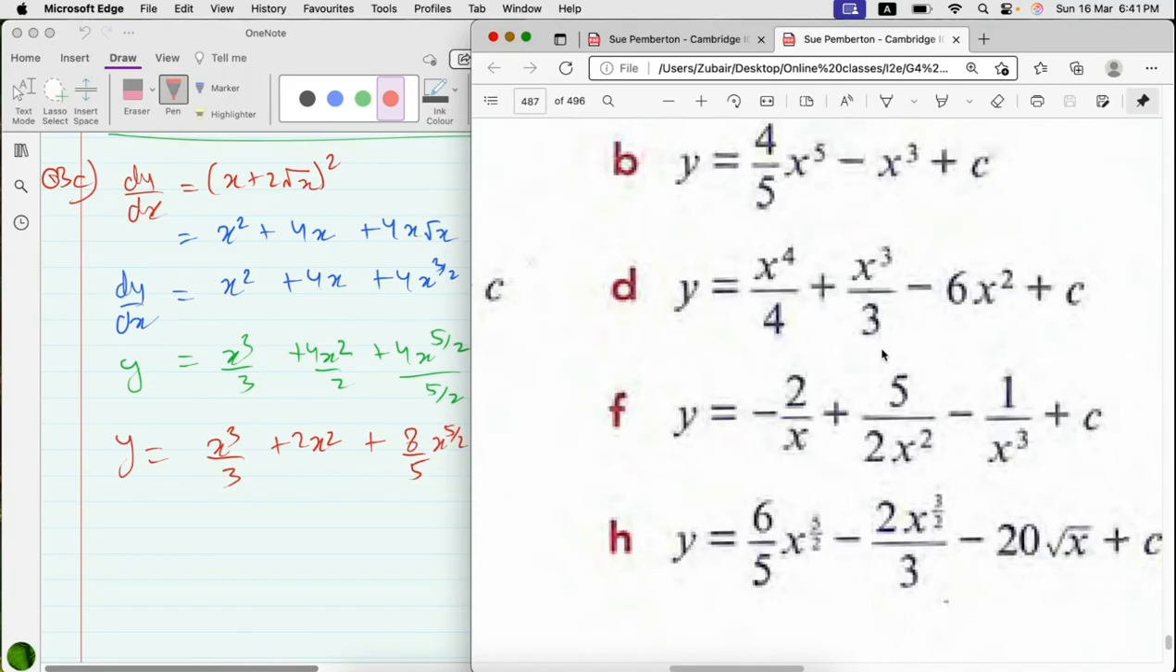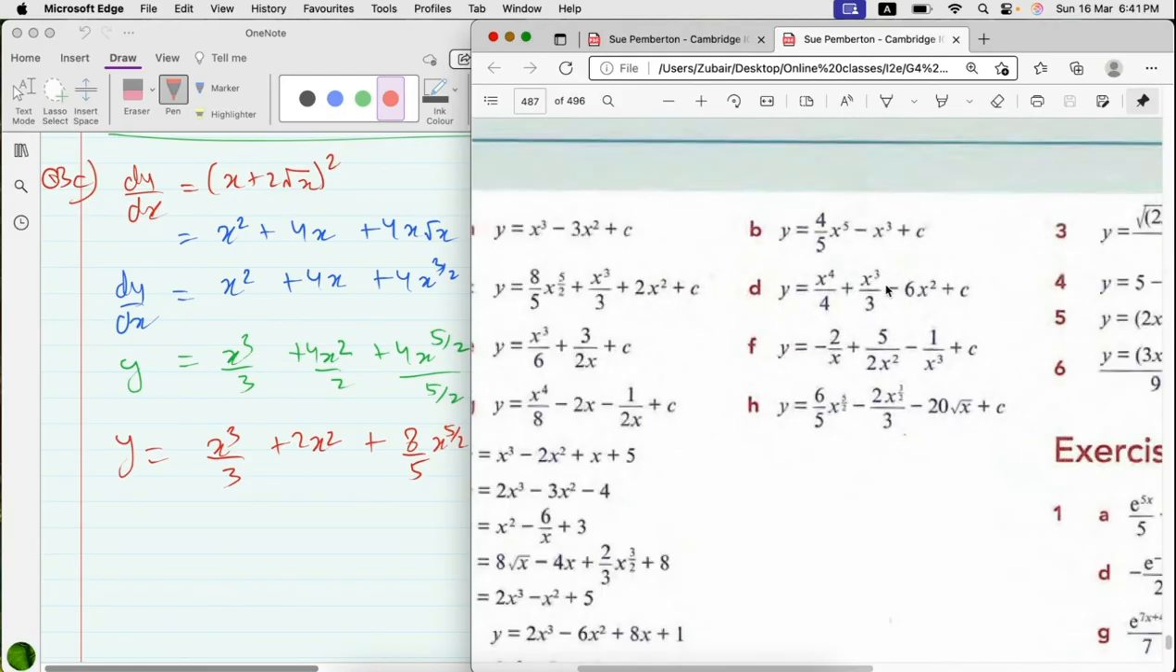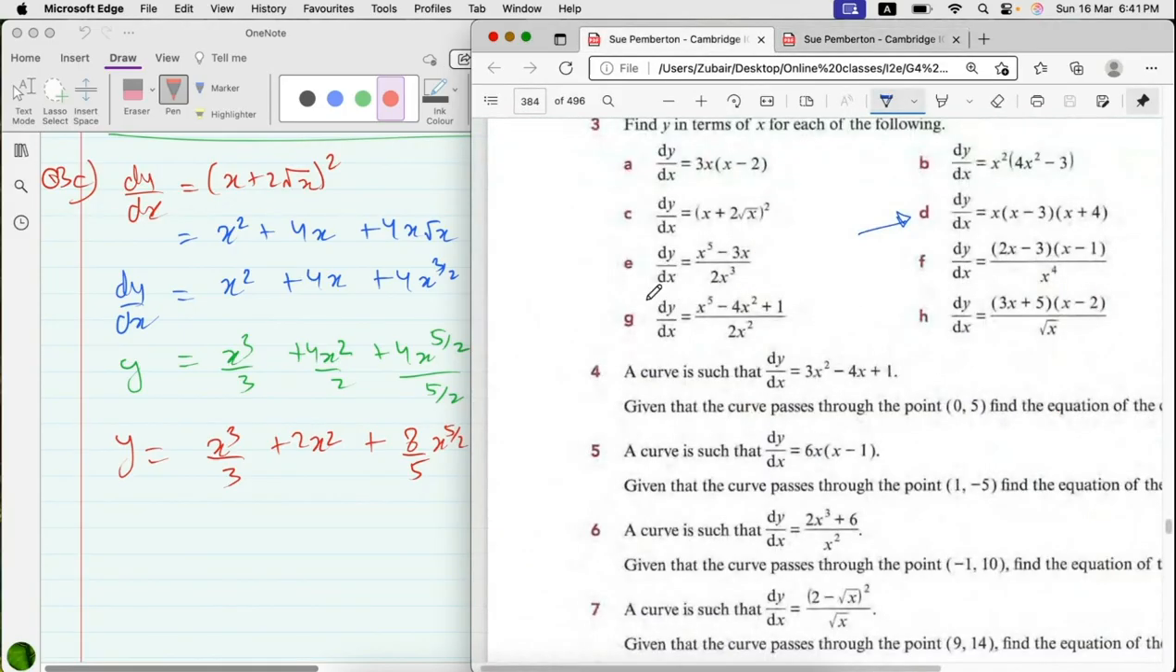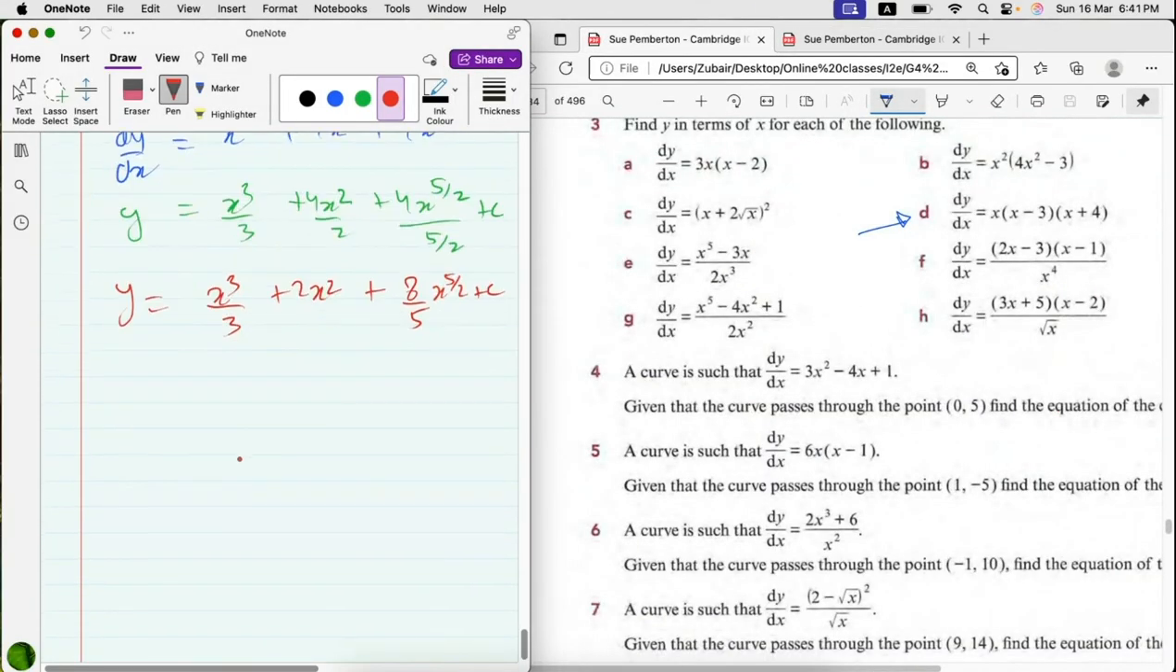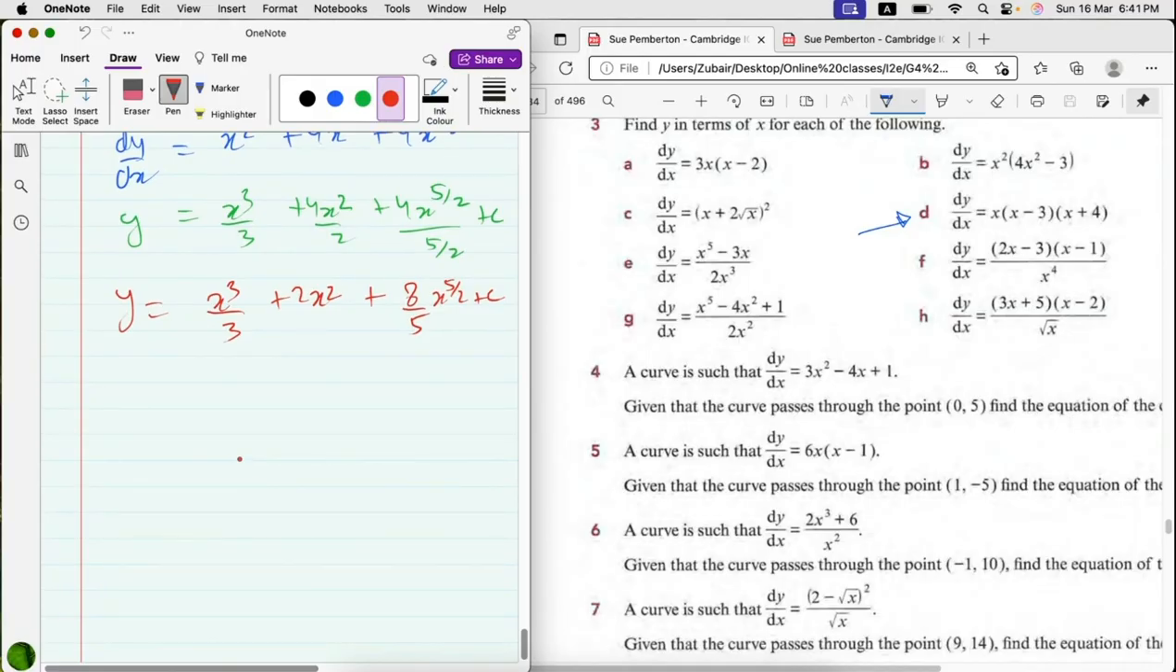And is it a simplified version? Because I'm getting x to the 4 over 4 plus 4 over 3 x cubed minus x cubed minus 6x squared. This is the simplified version. How would you simplify that though? Maybe there's some elementary mistake. I'll do it.